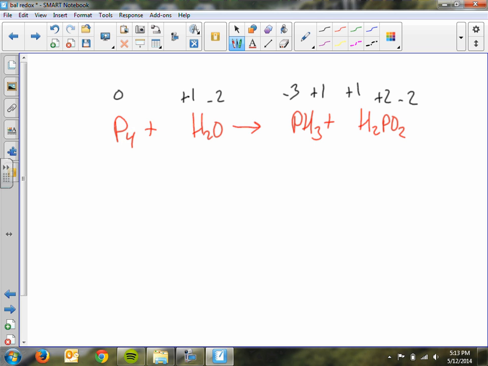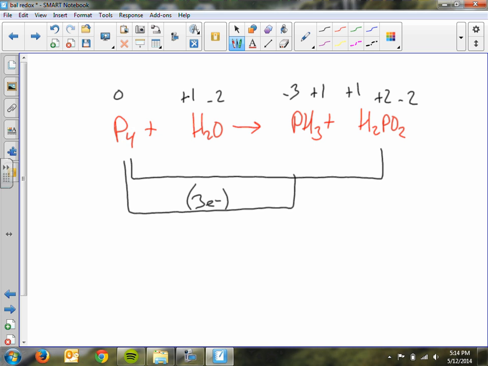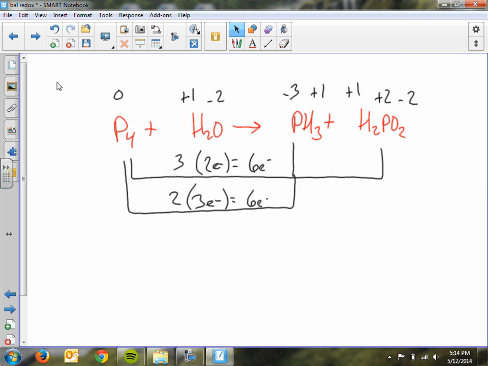So now I want to try and balance this. I want to find out what changes oxidation numbers. It looks like my phosphorus goes from 0 down to minus 3. And the other thing that changes is the phosphorus that goes from 0 up by 2 electrons. So the lowest common multiple between a 2 and a 3 would be 6 electrons. And I get that by having 3 of these and 2 of those. So one would think I want to have 2 here and 3 there.